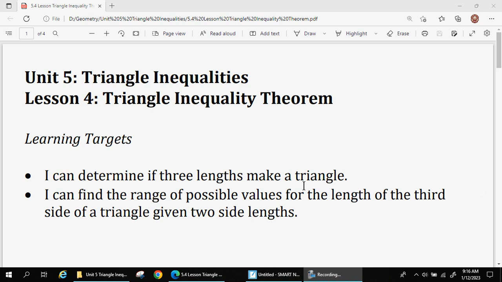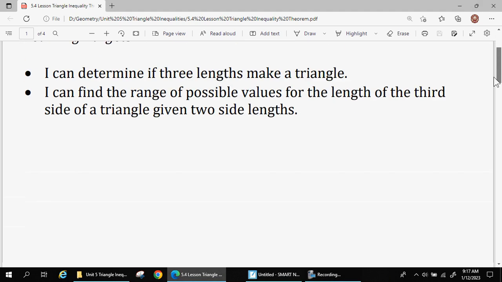Yeah, today we're going to continue talking about triangles and how their sides interact with each other. And in this case, we're going to talk about how we can build a triangle and if it's possible to build a triangle with certain side lengths. And that's what we call the triangle inequality theorem.